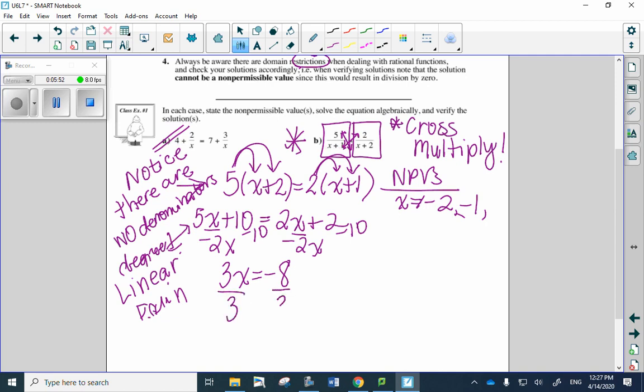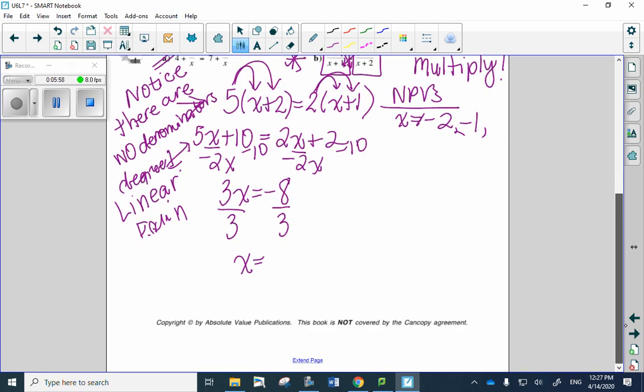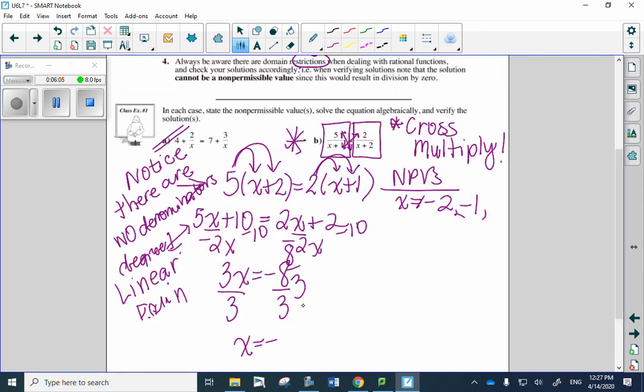Remember, we always leave our answer as an exact solution. So can I divide negative 8 divided by 3? I can't. So my final answer would just be negative 8 divided by 3. Oh my goodness, you guys, I apologize. Something is going on with my smartboard. So this is x equals negative 8 divided by 3. So that would be my solution.